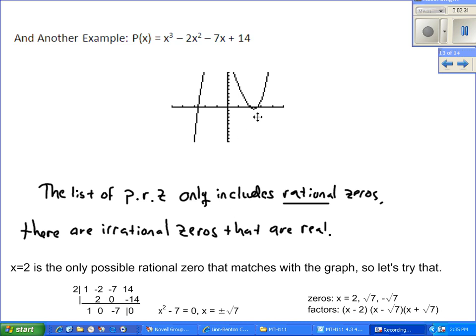Let's see what we can do, because the 2 looks pretty good. So using the synthetic division, I do get a remainder of 0. Leaves me with a quadratic, x squared subtract 7. Solving, I get x equals plus or minus the square root of 7, which is a real number, so it shows up on the real number line, so it's an x-intercept. Our non-real zeros don't show up on the x-axis.